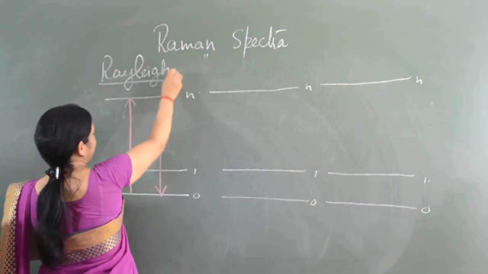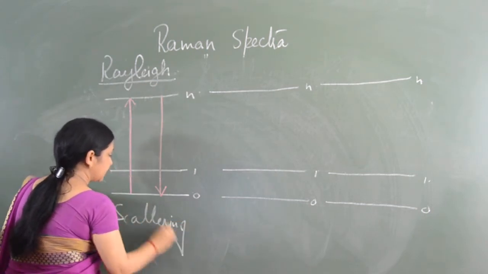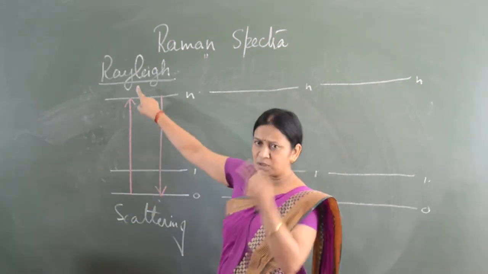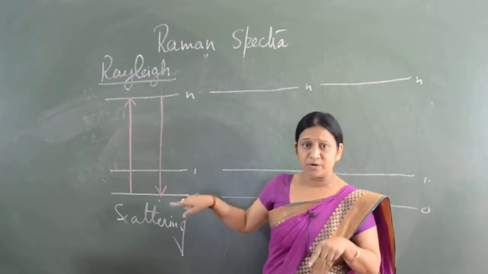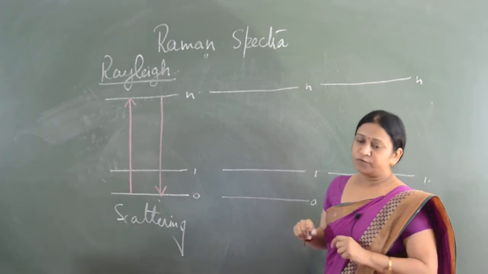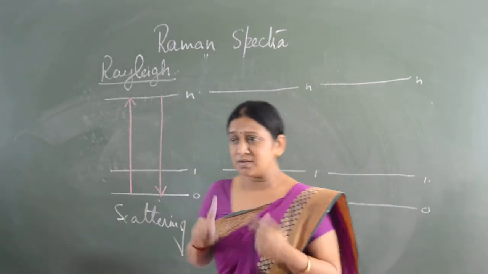This is Rayleigh scattering. Rayleigh scattering means the molecule is moving from the ground state to some higher energy state, and then it is coming back to the same ground state. In this condition, the frequency of incident and scattered energy is going to remain the same.